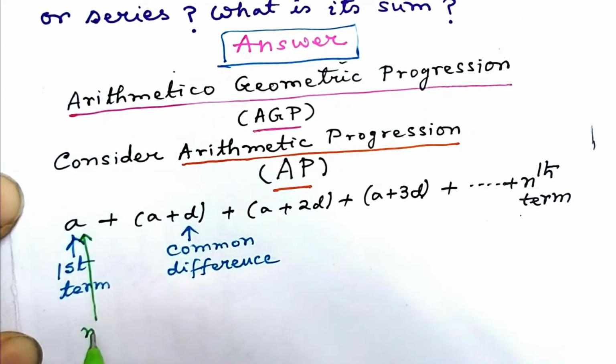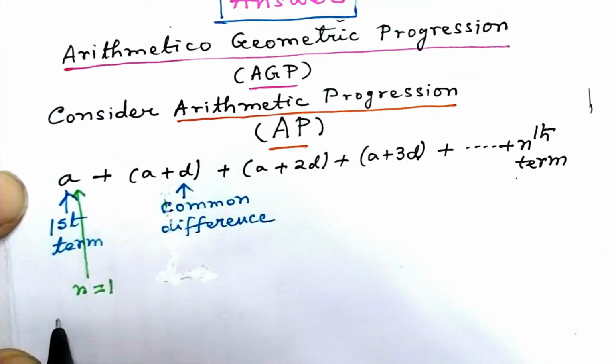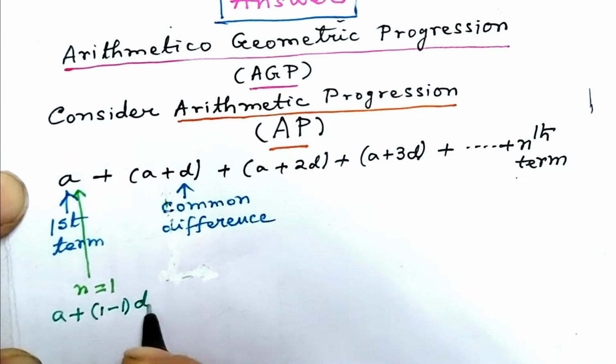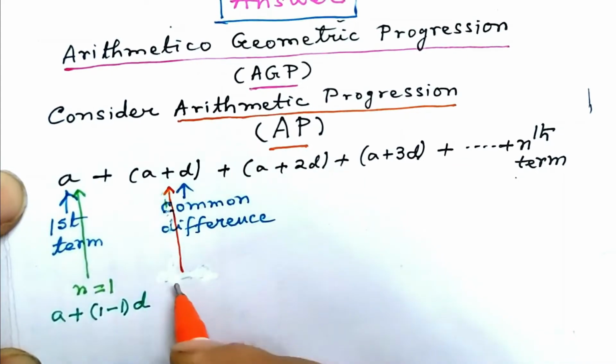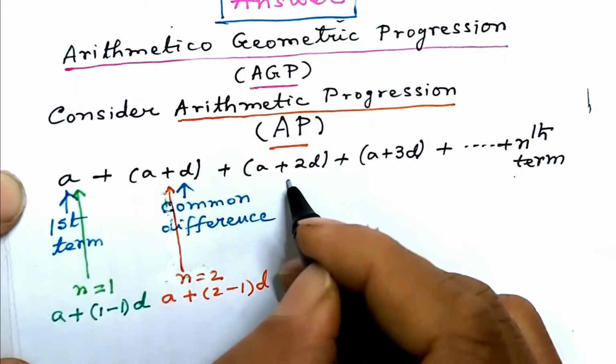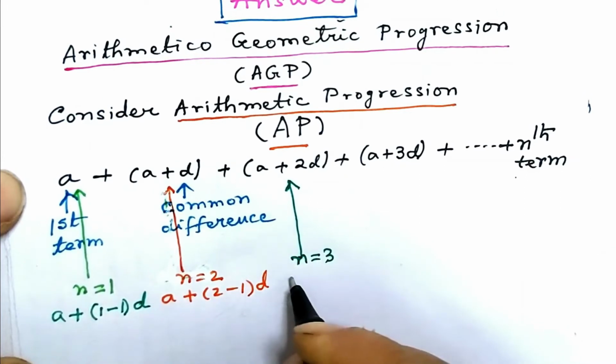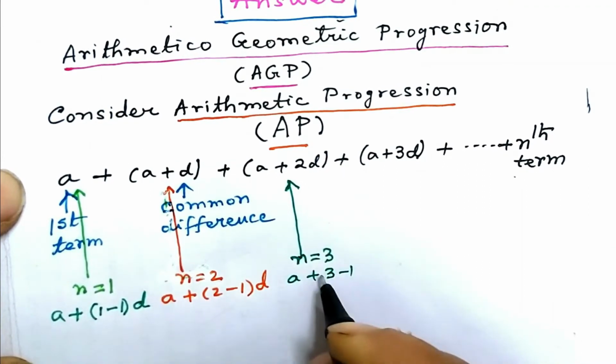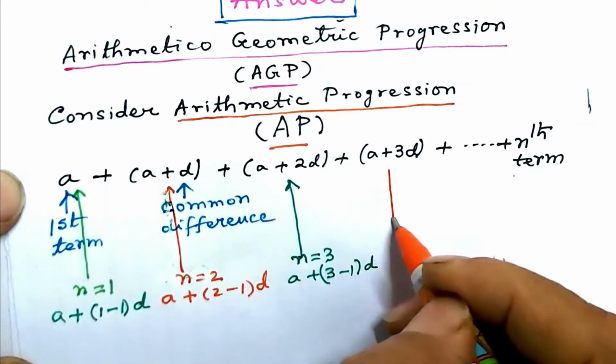This A is the first term, n equal to 1, and we can write it as A plus 1 minus 1 into D. The second term, that is the n equal to 2 term, can be recast as A plus 2 minus 1 into D. The third term is n equal to 3 and can be written as A plus 3 minus 1 into D.